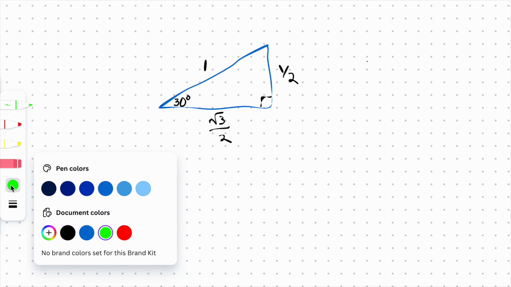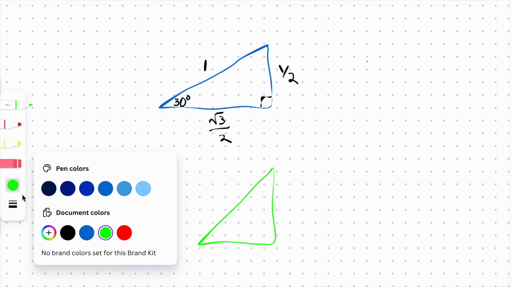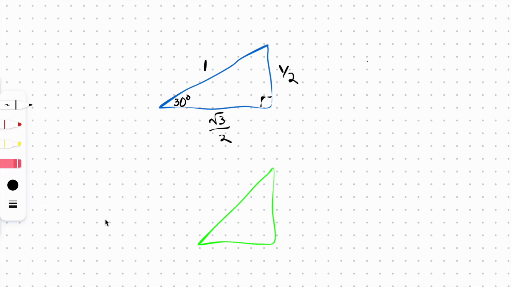I'm going to draw this in green. So in this case, we're going to have a 45, 45, 90 degree triangle. So this, our theta, is going to be equal to 45 degrees. Our hypotenuse is going to be equal to 1 again.